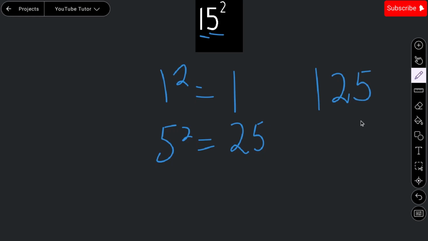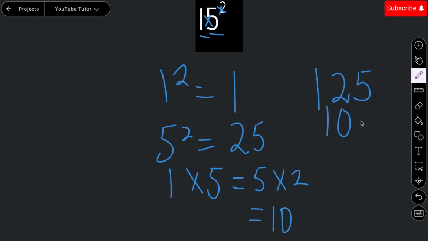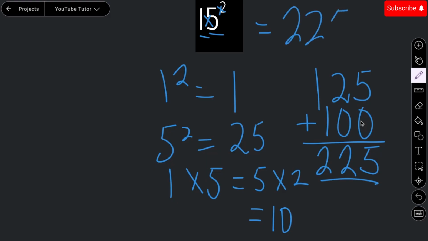What can we do next? We have 1 times 5 and times the exponent. So we can do 1 times 5, which is 5, times 2, which is the exponent, gives us 10. So we write 10, and add a 0, it becomes 100 and sum it all up. 5 plus 0 gives us 5, 2 plus 0 is 2, and 2 plus 2 is 4. So 15 squared is 225.